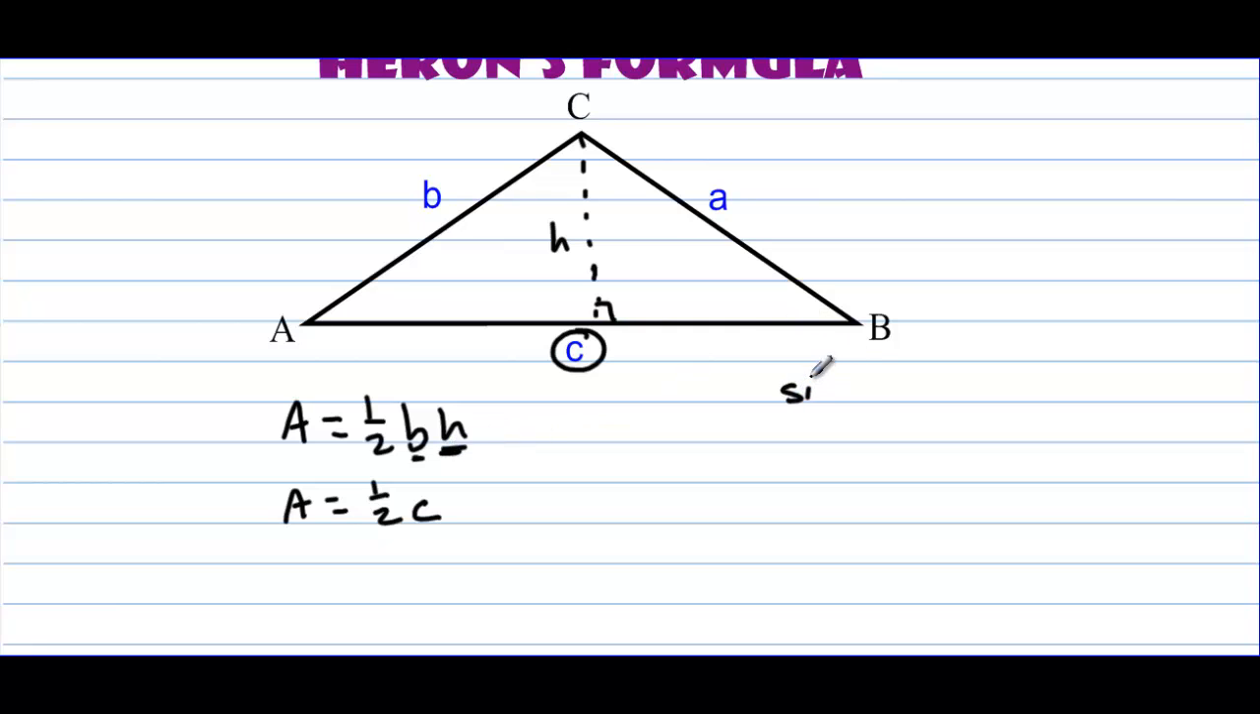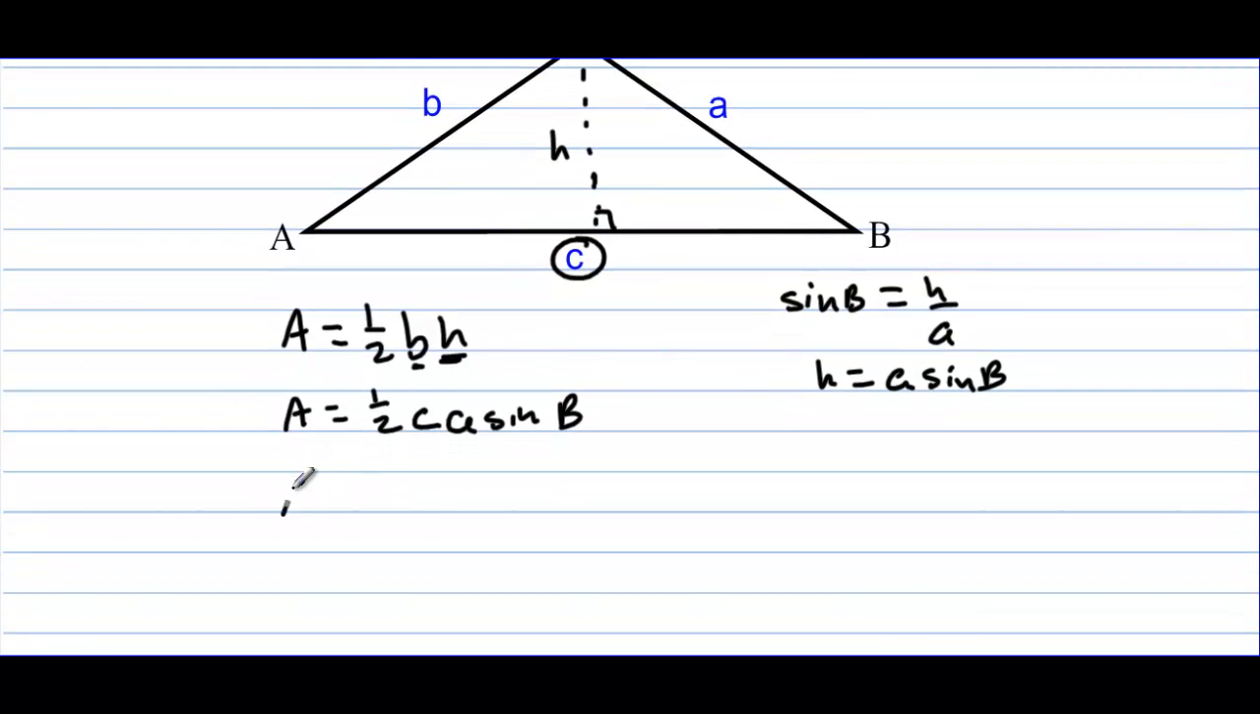We could do the sine of B equals H over A. So H equals A sine of B. So this is A sine of B. Now that's the formula right there. Now if we're going to use angle C, it'd be 1/2 A times B sine of C. So it's the sine of the angle and the included sides. Or we could have 1/2 of, if we're using angle A, then it would be sides B and C.